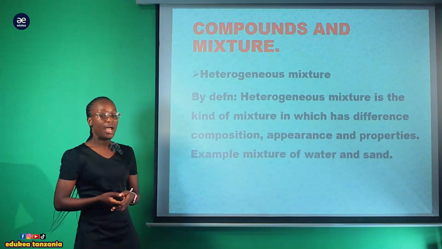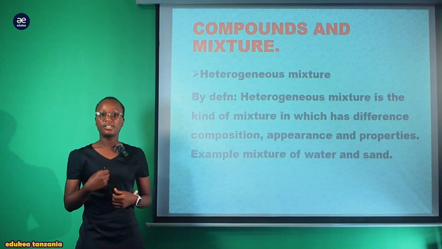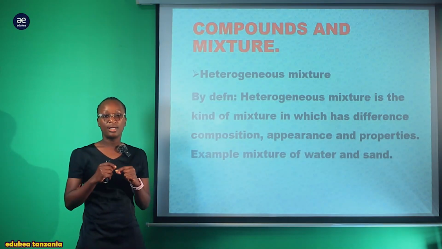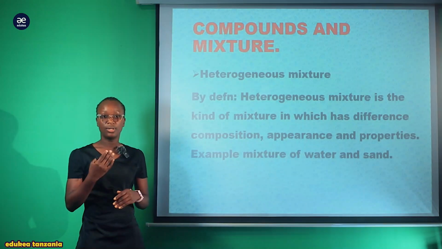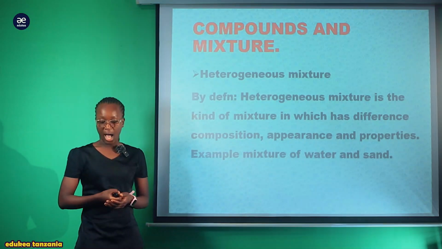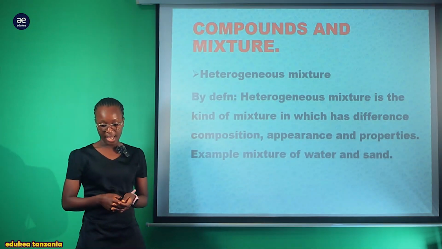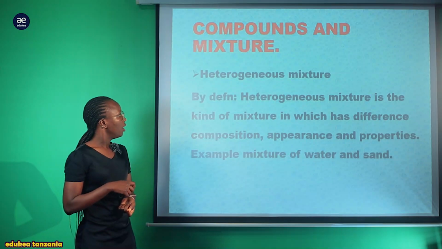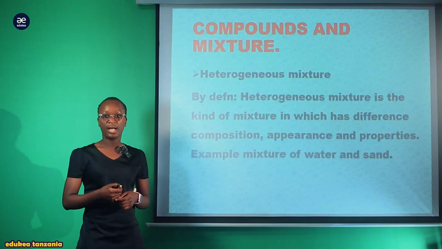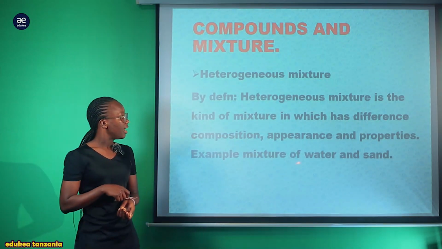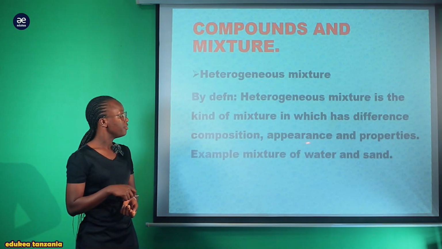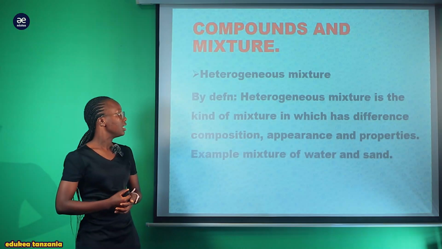In a heterogeneous mixture, this is the vice versa of a homogeneous mixture, whereby here your mixture will be different, will not be uniform, and it will differ in its properties. Also it will be different in composition, and it will differ in appearance. For instance, you can see here the mixture of water and sand. Ukichukua mchanga, sand and water, their appearance will be different, also the properties will be different. Hence, a heterogeneous mixture means that it is not uniform.